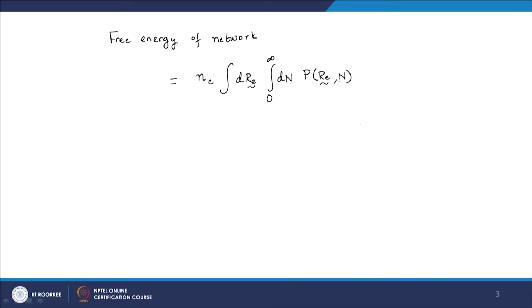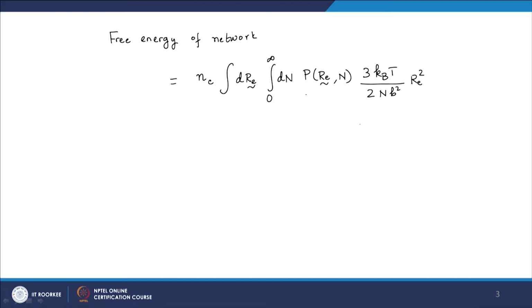So, I can write the free energy of network as the number of strands per unit volume, integral of dRE, that is the integral over all possible values of RE, integral over n, n can take values theoretically from 0 to infinity, multiplied by the probability density P(RE, n) and multiplied by the energy that we have for a strand of n repeat units having an end-to-end distance vector RE.